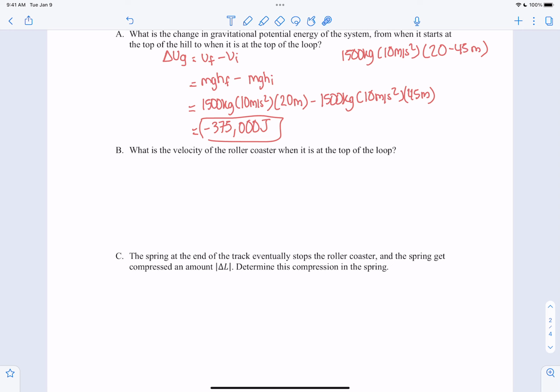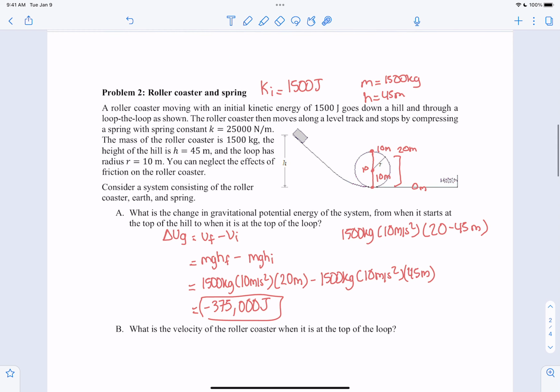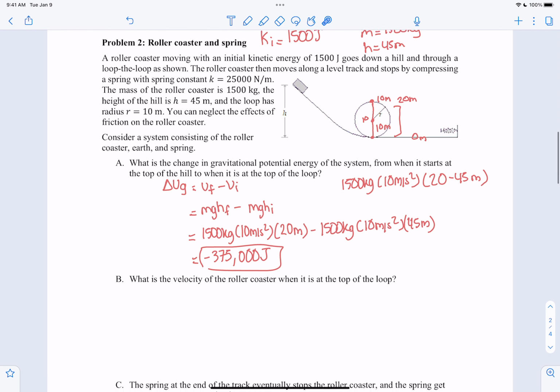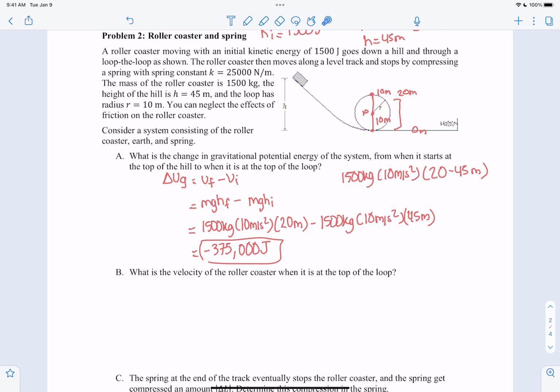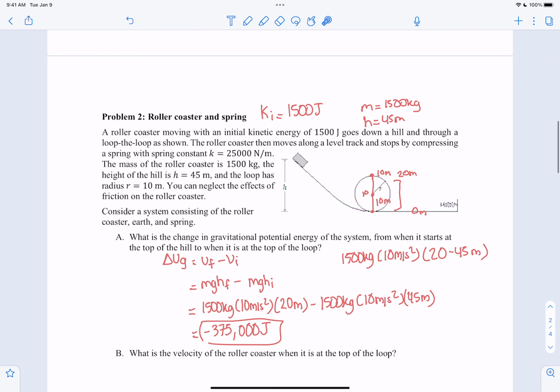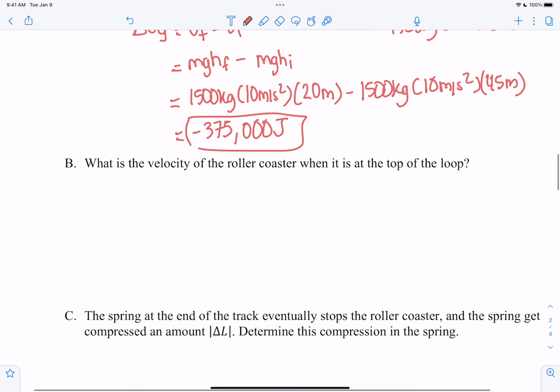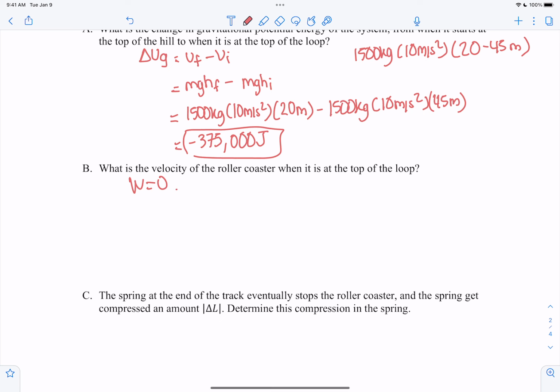But yeah. For B now, it says, what is the velocity of the roller coaster when it's at the top of the loop? So we want to figure out velocity at the top of the loop, right? So once again, it would be better for us to internalize gravity, right? Because that way we can calculate for stuff like gravitational potential energy, and we don't have to worry about the work that force of gravity is doing external to the object. So if we internalize gravity, then work is equal to 0, right? And that's equal to delta E. And then that's equal to delta K plus delta UG, right?